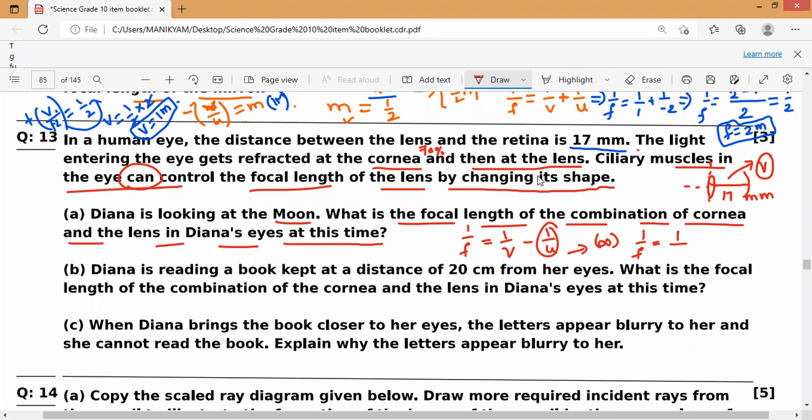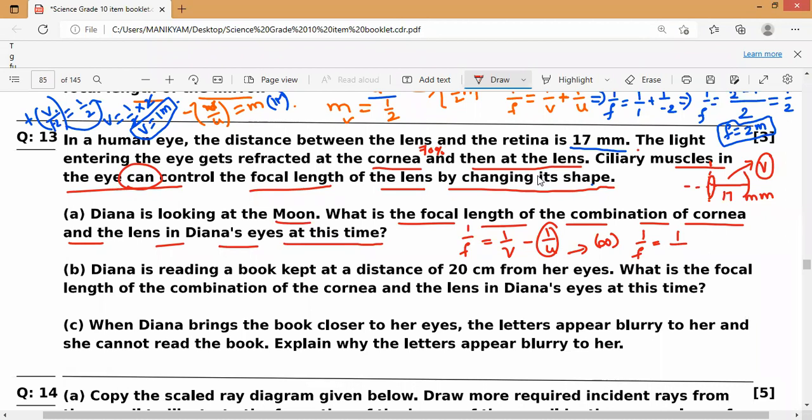Now two points I will say, listen. In a man-made lens, the focal length remains constant. What else will change? Image distance and object distance. But in the human eye, the image distance remains constant. What else will change? Focal length and object distance. Please note that down.